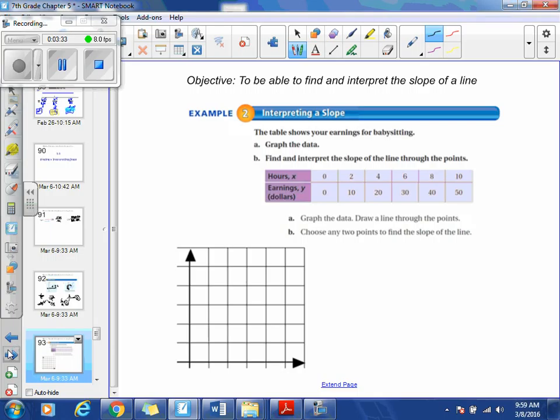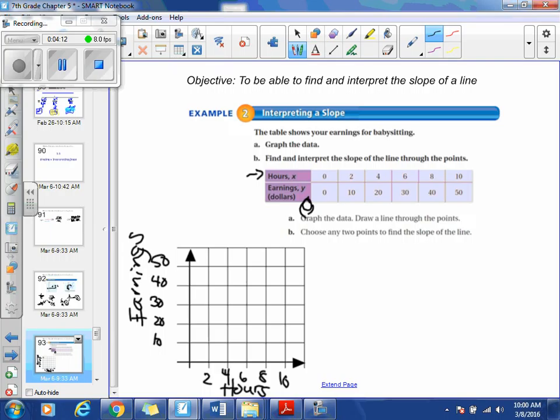Okay, last example. Table shows your earnings for babysitting. So first it says graph the data. It says hours is X. So I'm going to label that. Earnings is Y. Okay, and it looks like for my hours, I have to go from 0 all the way up to 10. So I'm going to count by 2s. 2, 4, 6, 8, 10. All right, my earnings go from 0 to 50, so I'm going to count those by 10. So we'll make this 10, 20, 30, 40, 50.